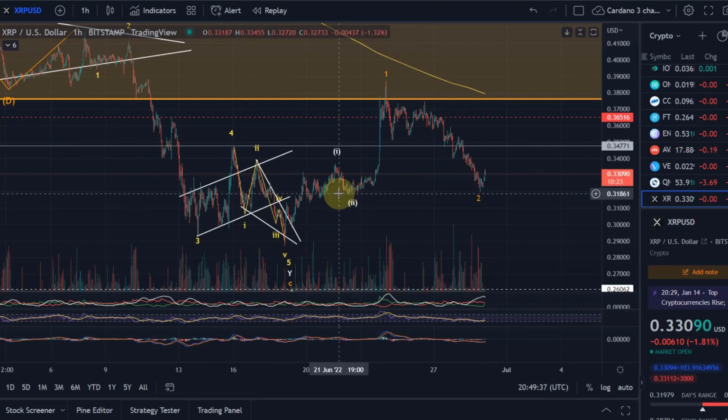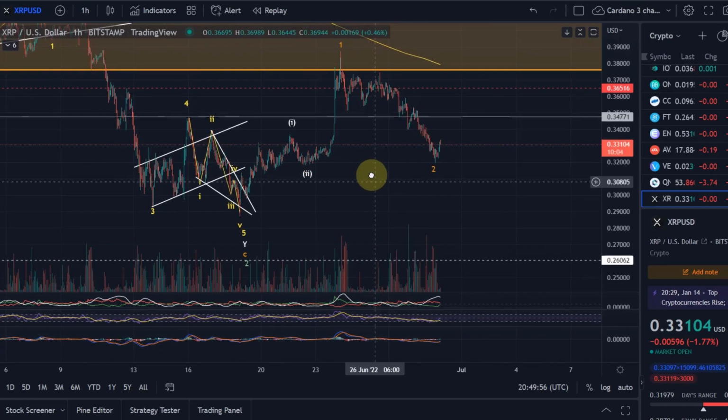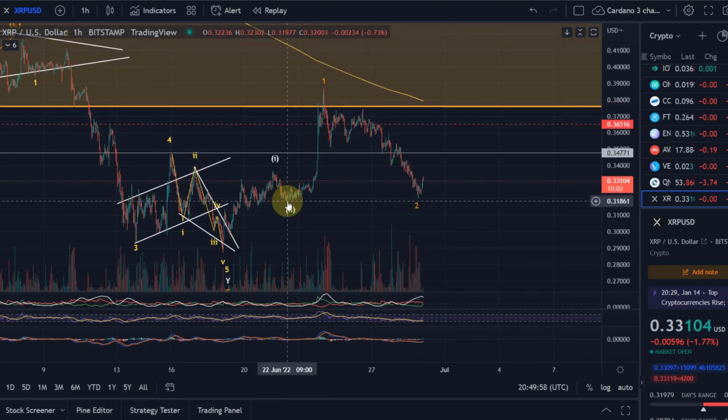Well, we've got this swing low here at the wave 2. A move below 31.8 cents would, in my opinion, make it very, very unlikely that we are still in a possible breakout scenario. The reason is that as per the Elliott Wave rules, you can never retrace in your wave 2 more than the wave 1 length, okay?